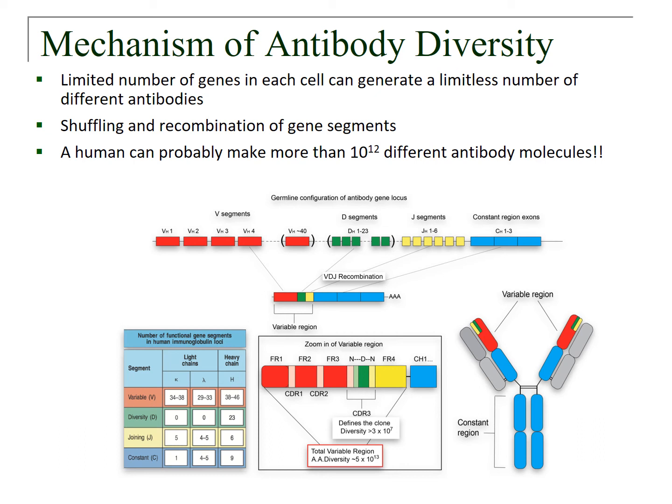Basically, in the variable region you have this shuffling and recombination of gene segments, so that you might have one or two or three out of these close to 40 V segments. You might have between 1 and 23 of these D segments, and between 1 and 6 of these J segments. But the fact that all of these get recombined in different fashions gives you an absolutely huge variety of structures on the Fab region of antibodies.